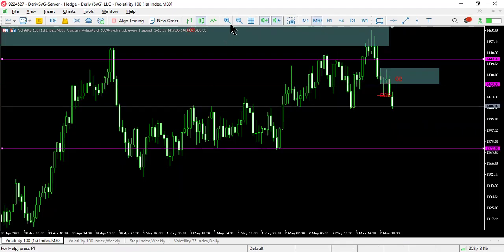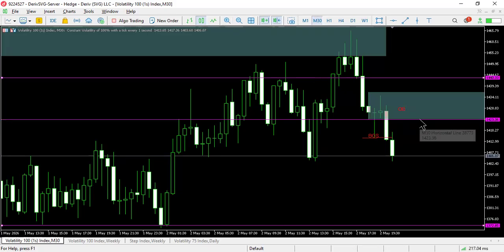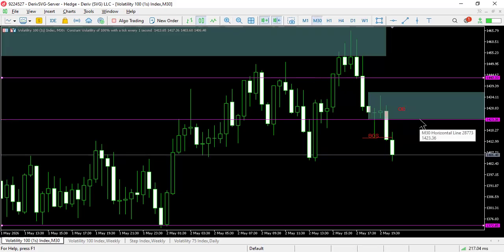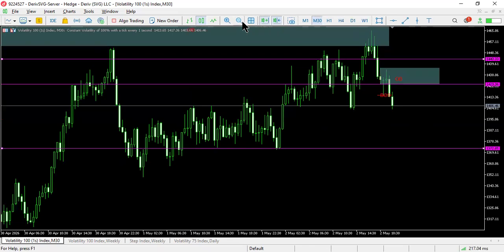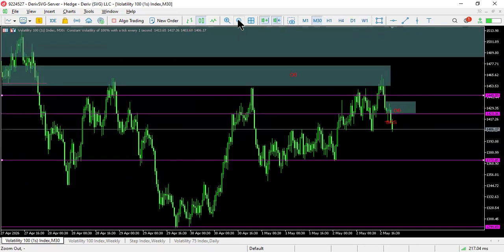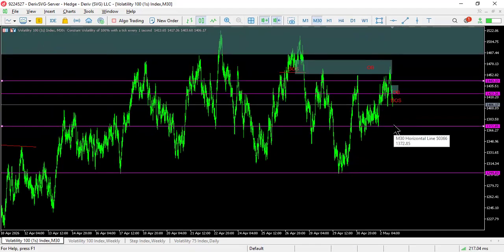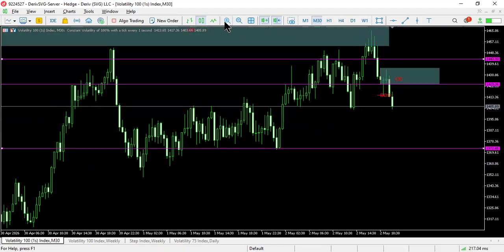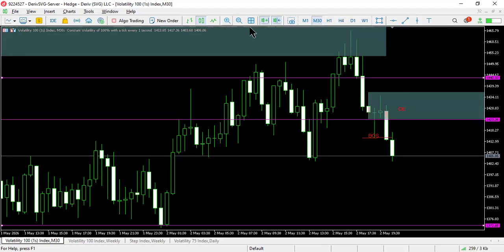Now go ahead and place a sell limit on Volatility 101S with your entry price at 1423.36, stop loss at 1443.33, and then your first take profit at 1372.85, second take profit at 1299.83, and always apply proper risk management.